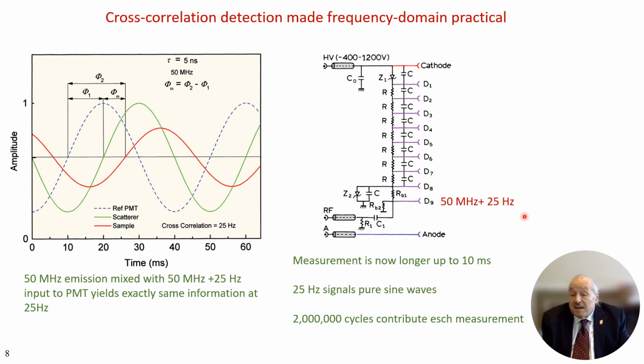The mixing is done in the photomultiplier tube, where a signal is put into the last dynode that modulates the current at 50 megahertz plus 25 hertz. And it's absolutely magical how this works. It works easy enough. I actually soldered the wires together in my lab to do this, and I'm not known for any expertise in electronics.